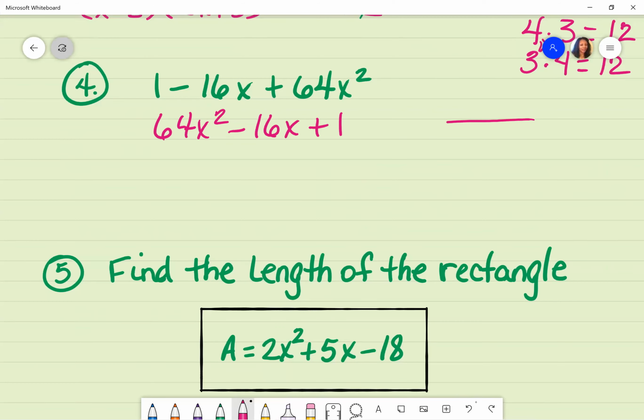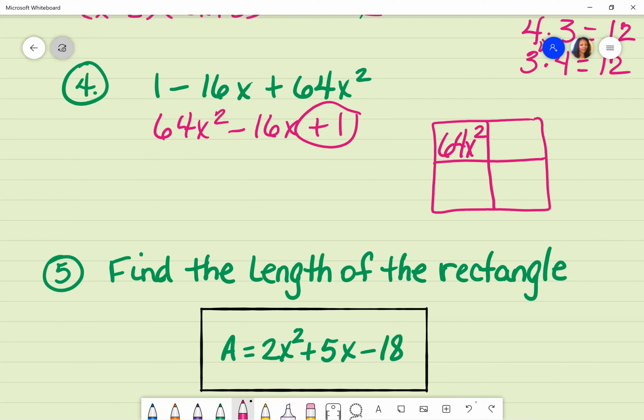Again, I'm a box person, so I'm going to use my box. My first term is what goes in the first box, 64x squared. You do not have to use this method. Plus 1, that's my last term, that goes in my last box. I multiply those two numbers, and I'm trying to find factors that will not only multiply to give me a positive 64, but they're going to add up to give me a negative 16. Pay attention to the signs. Well, what would that be? Well, I know it's 8 times 8, but does 8 plus 8 give me negative 16? No, so that means I have to check my signs. So now it does.